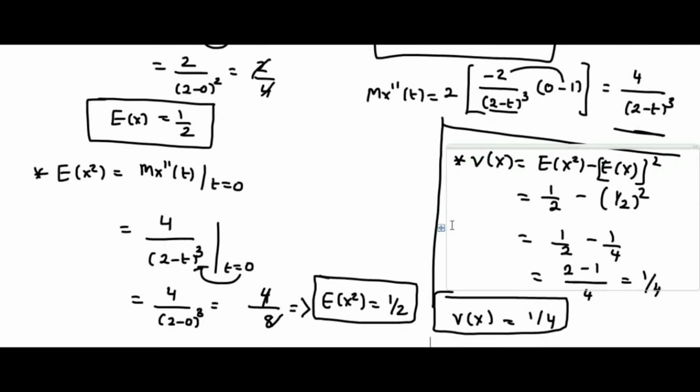What is next? Next we find the standard deviation. How to find the standard deviation? The standard deviation is nothing but the square root of the variance of X. That is the square root of 1/4, which equals 1/2. This is the standard deviation answer.